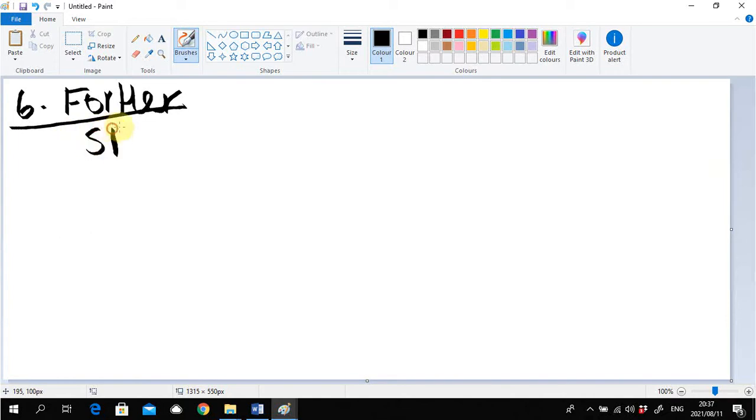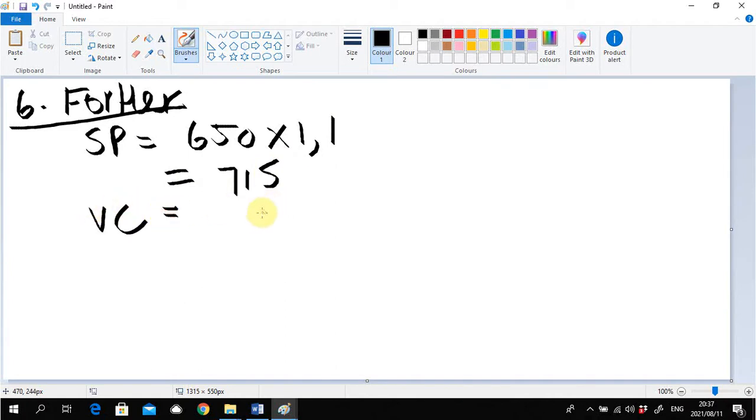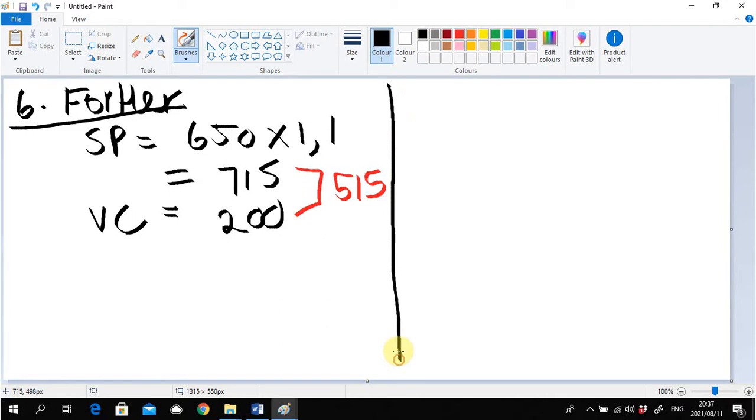So if I look at the selling price, it is 650. And if I'm going to increase it by 10%, it's going to be times 1.1. So 650 times 1.1 gives me 715. There is a variable cost given for her. It's 200 Rand. So our contribution is going to be 515. Right.